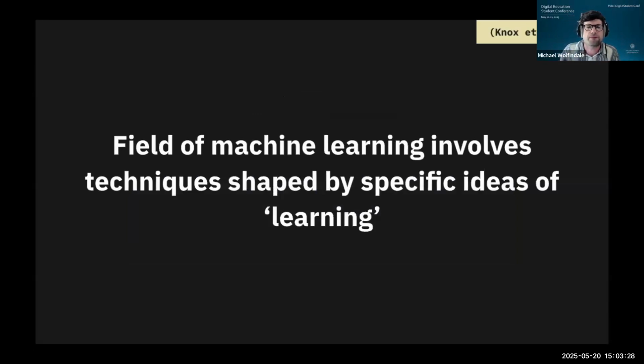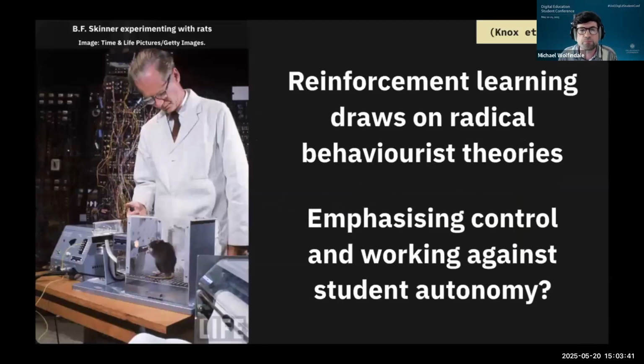At the same time, I was reading a paper by Jeremy Knox, Ben Williamson, and Sean Bayne on what is termed machine behaviorism, particularly thinking about the field of machine learning and how it involves techniques which are shaped by specific ideas of learning. For example, reinforcement learning, which is commonly covered on machine learning courses, draws on radical behaviorist theories and also an area of psychology concerned with animals. It also focuses on the idea of training involving being rewarded or reinforced by wins achieved.